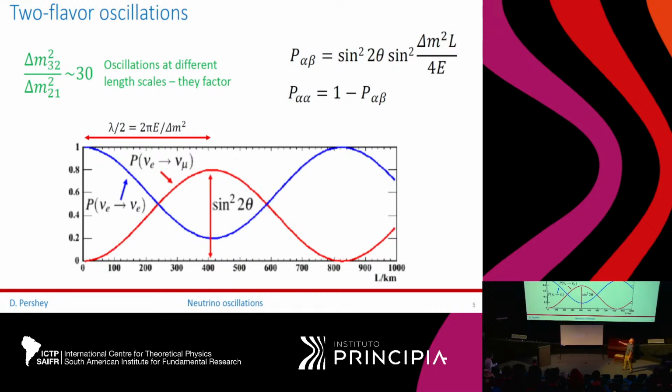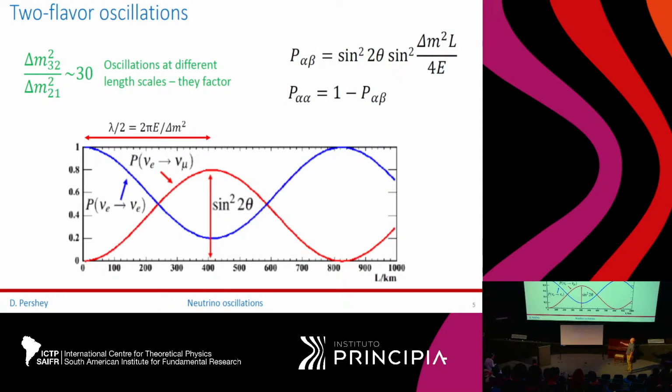This is pictorially exactly what this looks like. This is the disappearance channel. Here you give some specific baseline where this dynamic variable in the sine squared basically equals pi over 2, so you get maximum disappearance of this flavor. This is the disappearance channel, which is going to be 1 minus the appearance channel, which is in red here.